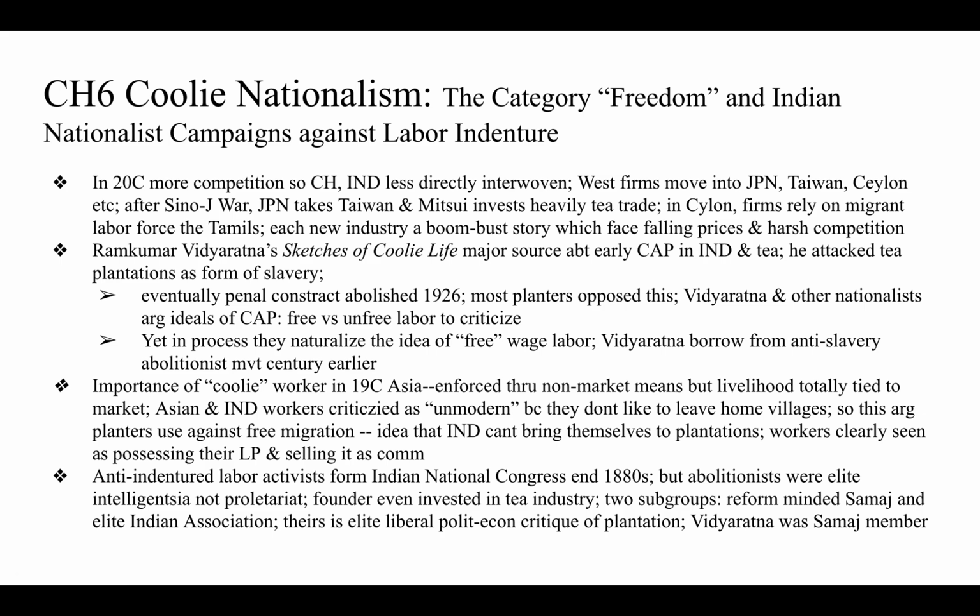Anti-indentured labor activists formed the Indian National Congress in the 1880s. But abolitionists in this group were elite intelligentsia, not from the proletariat, and the founder was even invested in the tea industry. So there's overlap. I mean, it's a group of planters with basically different views about how best to extract surplus value, basically. And there are two subgroups within the Indian National Congress: the reform-minded Samaj and the elite Indian Association. And theirs is the elite political economy critique of the plantation. And Vidyaratna was a Samaj member.